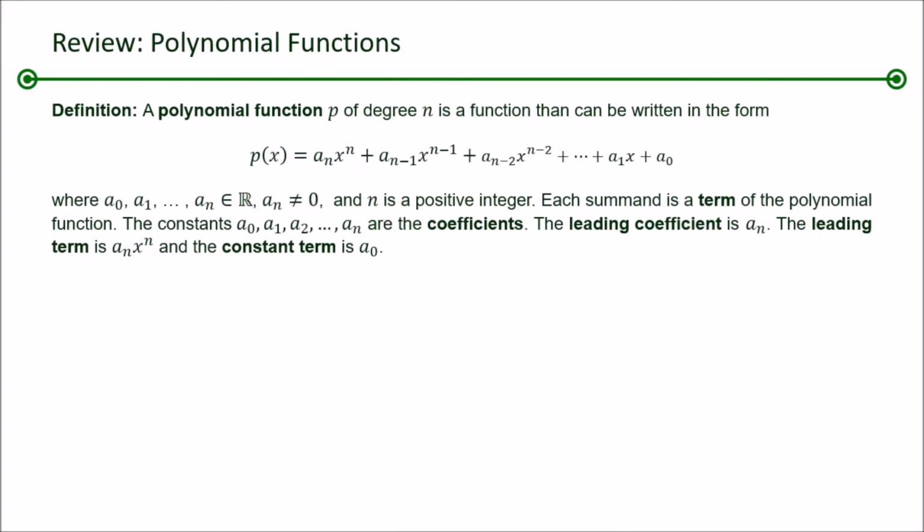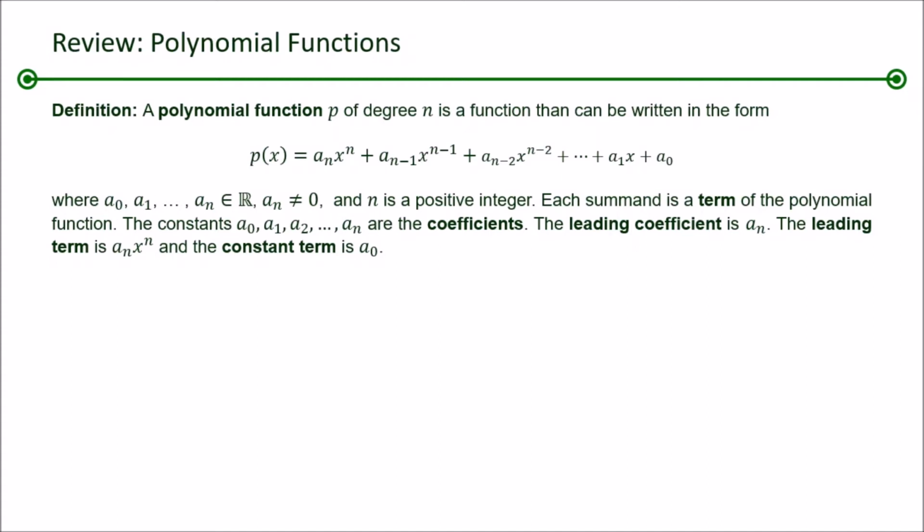Review. Polynomial functions. Definition. A polynomial function p of degree n is a function that can be written in the form p of x equals a sub n x raised to n plus a sub n minus 1 x raised to n minus 1 plus a sub n minus 2 x raised to n minus 2 plus and so on plus a sub 1 x plus a sub 0, where a sub 0, a sub 1, and so on up to a sub n are elements of the real numbers. Also, a sub n should not be equal to 0.